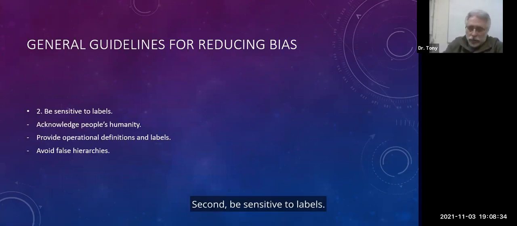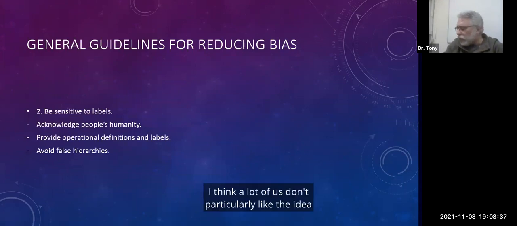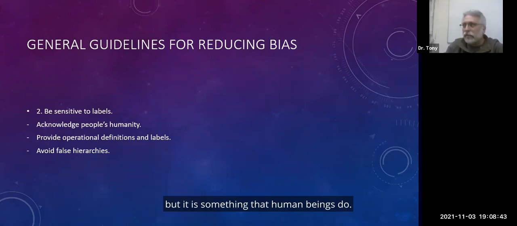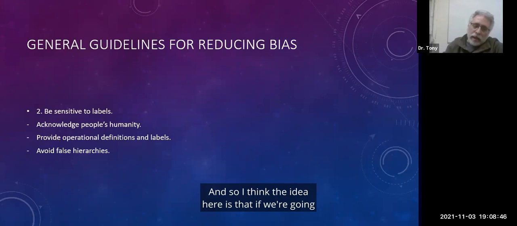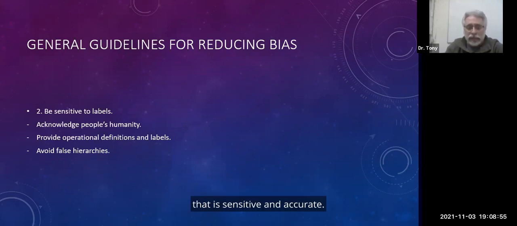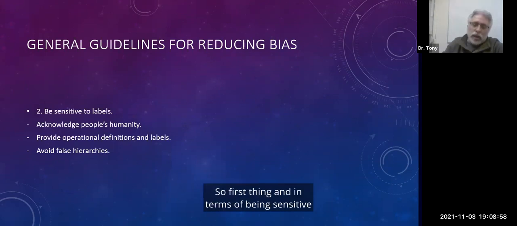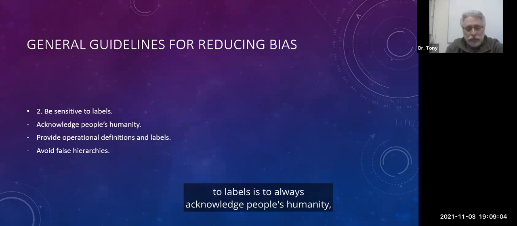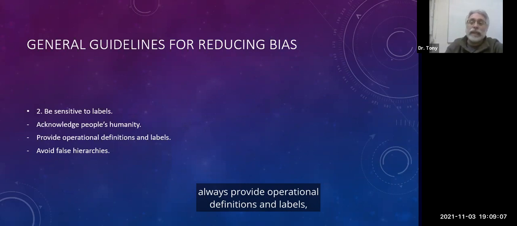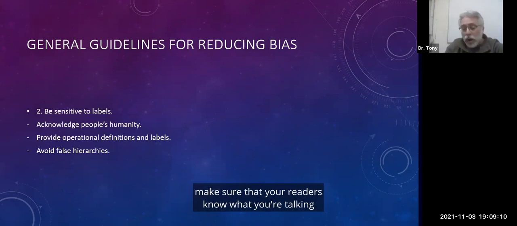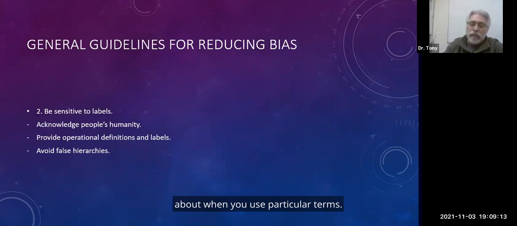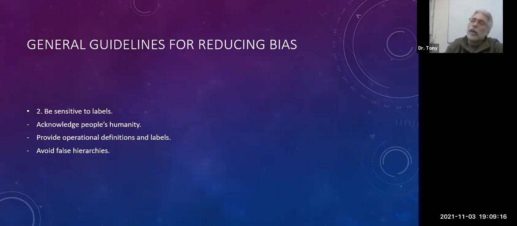Second, be sensitive to labels. I think a lot of us don't particularly like the idea of labeling human beings, but it is something that human beings do. And so I think the idea here is that if we are going to use labels to refer to human beings, we should do so in a way that is sensitive and accurate. So the first thing in terms of being sensitive to labels is to always acknowledge people's humanity, always provide operational definitions and labels, make sure that your readers know what you're talking about when you use particular terms, and always try to avoid false hierarchies.